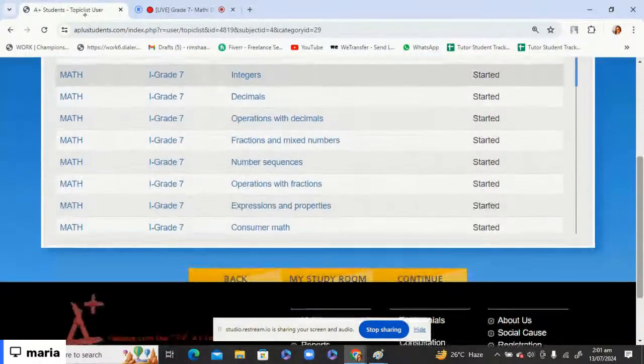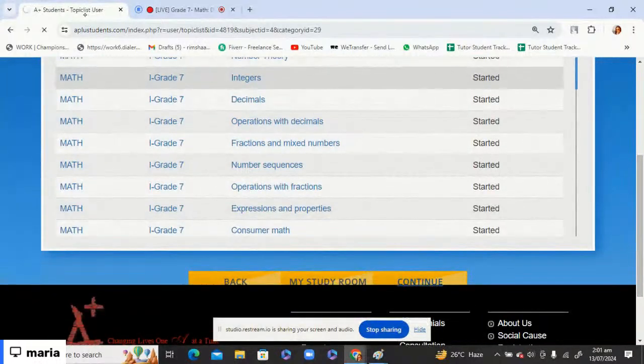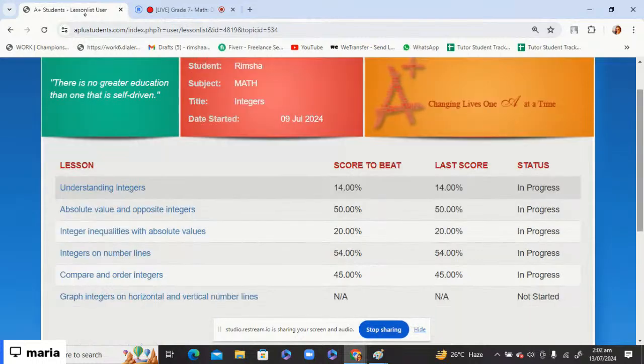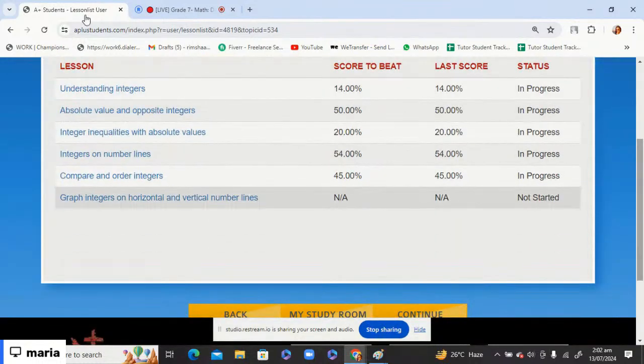Only one lesson is left from the integers. First we discuss that one, then we will start the decimals. So here is the last lesson, which is graph the integers on horizontal and vertical number lines.